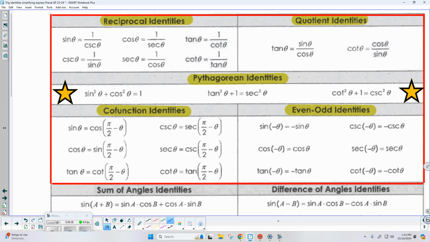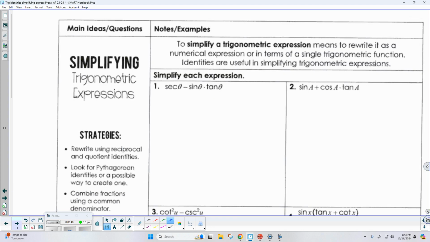Okay. Well, let's go ahead and take a look at our lesson now, simplifying trigonometric expressions. To simplify a trig expression means to rewrite it as a numerical expression or in terms of a single trig function. Identities are useful in simplifying trig expressions. So here's the thing. We're going to be using a combination of those identities we were just looking at, as well as different algebraic strategies to rewrite these. You're going to be given an expression, and we want to simplify it as much as possible.